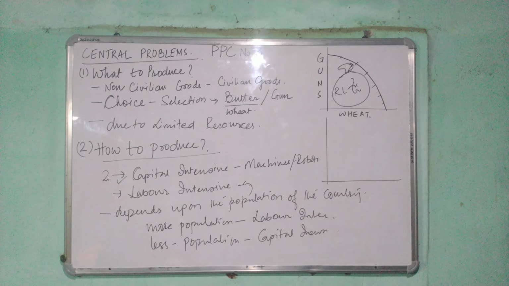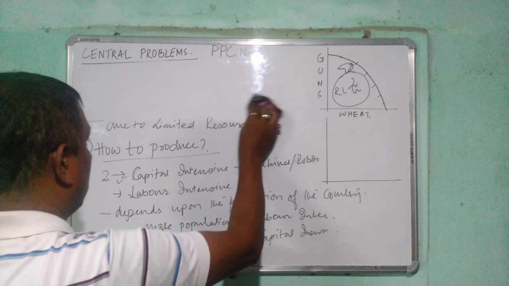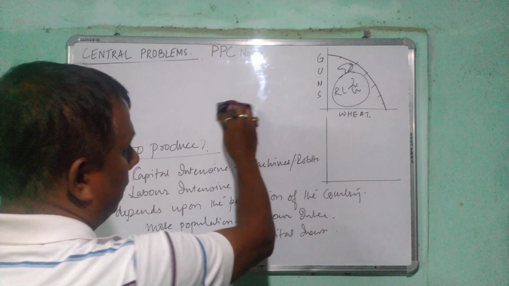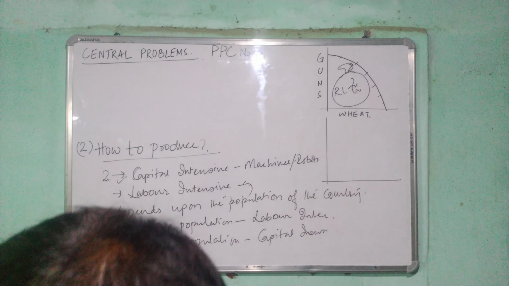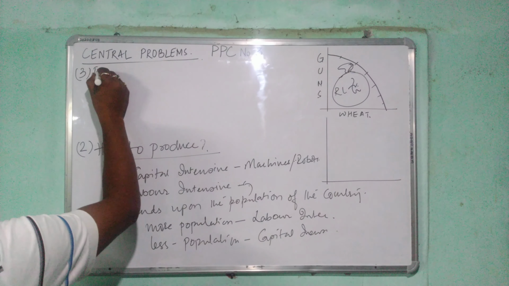Now what is the third problem? For whom to produce? Basically किसके लिए प्रोडक्शन करें? नंबर 3, for whom to produce?